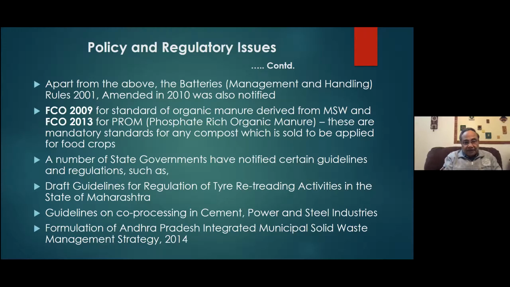Now, a number of state governments have notified certain guidelines and regulations. For example, tire retreading, co-processing in cement, power, steel. We will come to this co-processing again. And formulation of the Andhra Pradesh integrated municipal solid waste management strategy. Next, please.